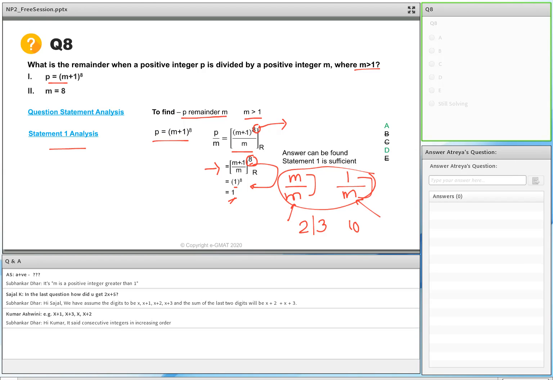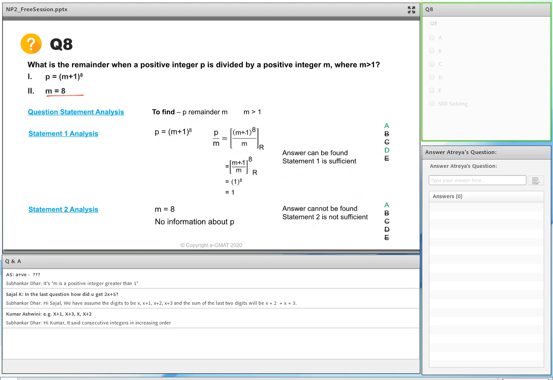So the first statement is sufficient. That gives us what? The answer is either option A or option choice D. So we need to look at the second statement. The second statement tells me that the value of m is equal to 8. I have the value of m, but I do not have any information about p. So the second statement is not sufficient for us to answer the question. And that is the reason option choice D cannot be the answer, which makes option choice A the correct answer choice for this question.